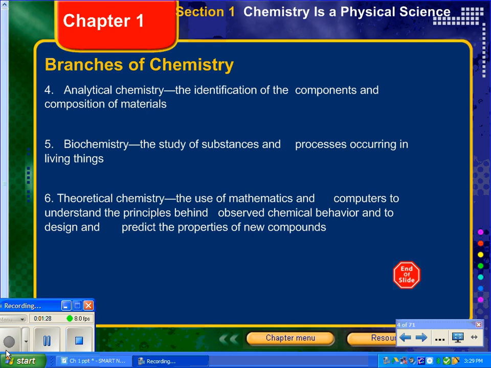And lastly, theoretical chemistry, the use of mathematics and computers to understand the principles behind observed chemical behavior and to design and predict the properties of new compounds. So most theoretical chemists work with ideas rather than actual objects.